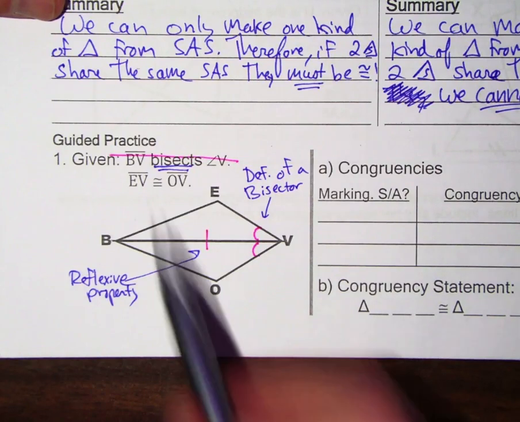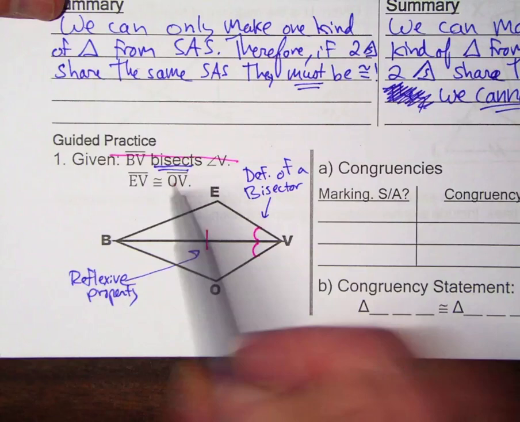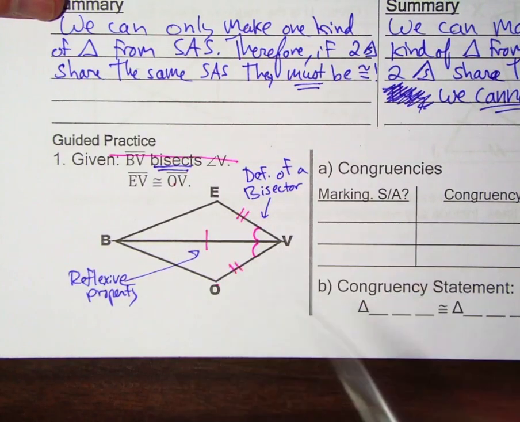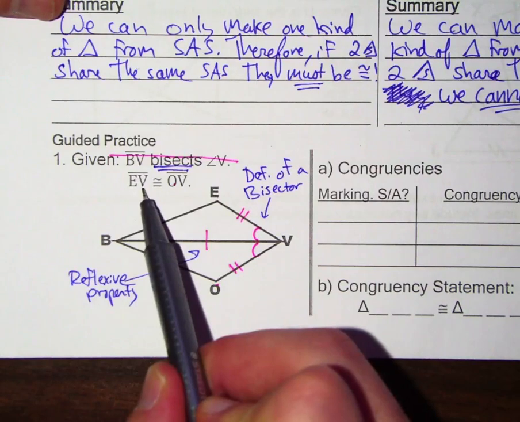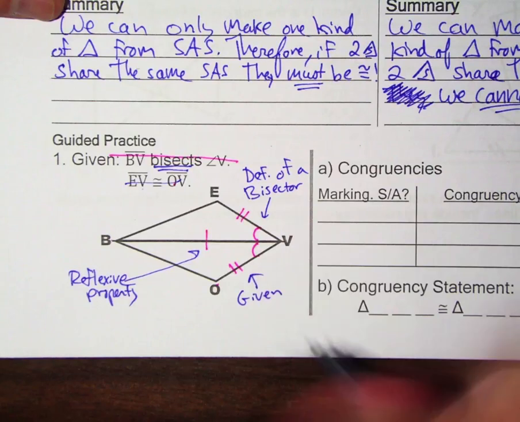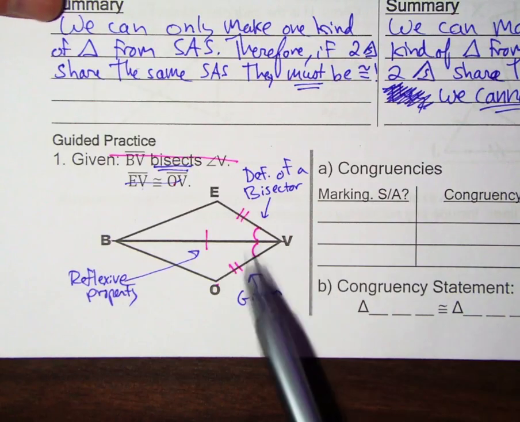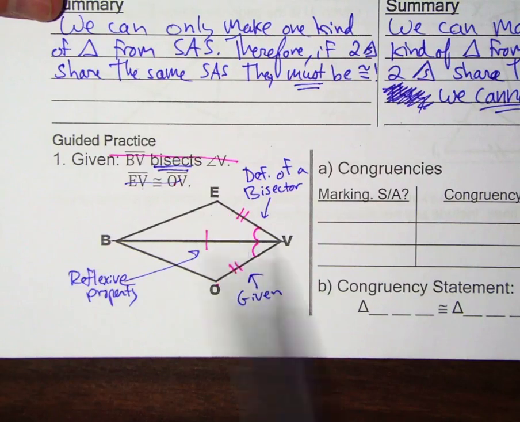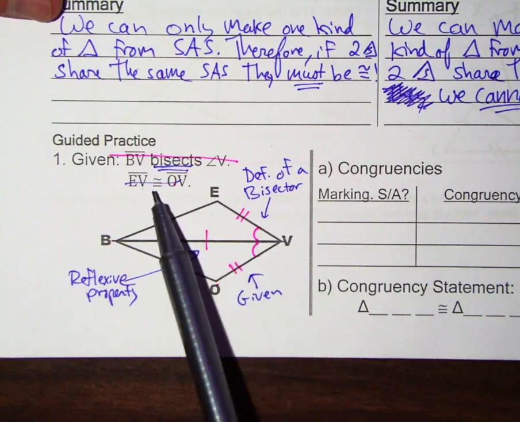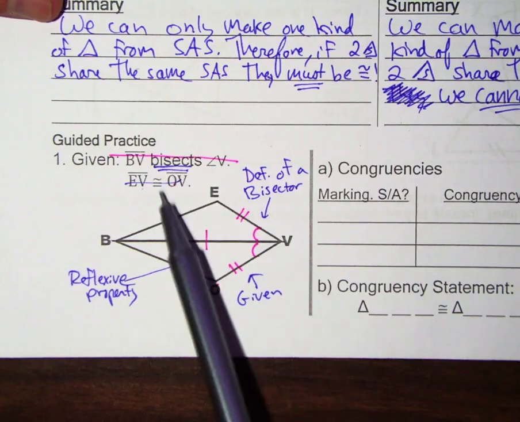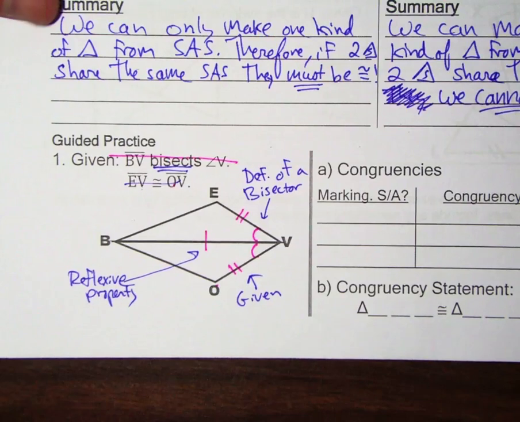Last but not least, segment EV is congruent to segment OV. Now that was directly given to me, that they're congruent. So I can say that's given. And you might be saying, well, why wasn't this one given? Because I didn't make these markings because they didn't say angle EVB and angle OVB are congruent up here. They didn't give that to me. They just told me bisect. That's why I was able to make the markings. But here they just gave me these congruent, so I was able to say given.